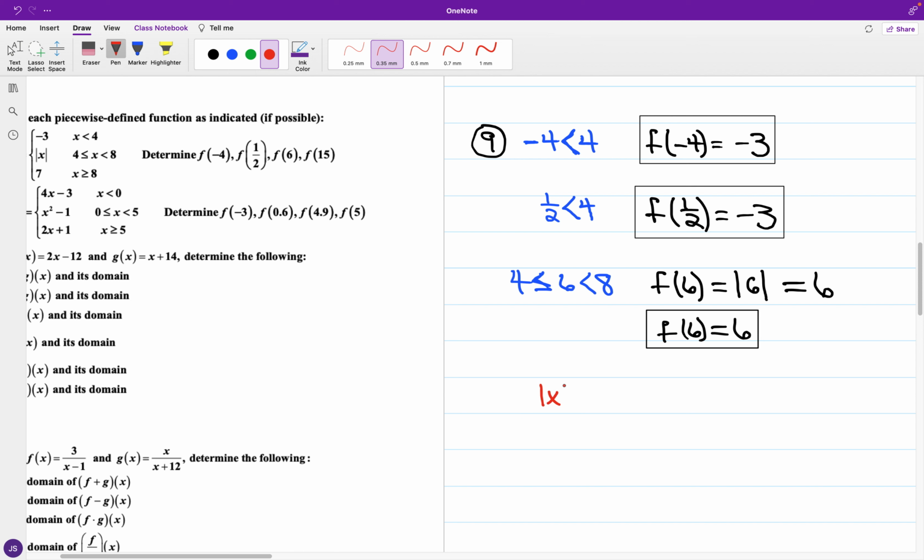So if you have absolute value of x is equal to 6, x would be plus or minus 6. But for what we're looking at here, say if I have x is equal to the absolute value of 6, the absolute value of 6 comes out to 6.